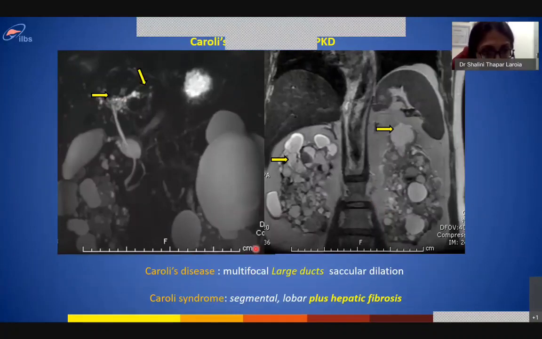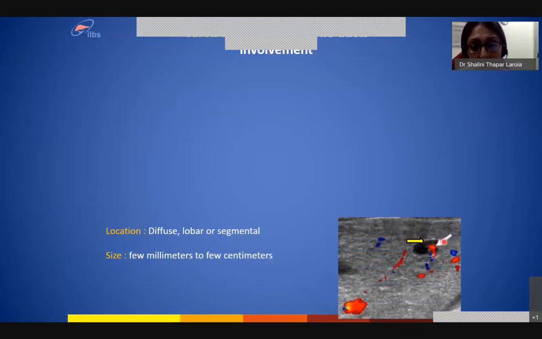What you need to understand is the difference between Caroli's disease and Caroli syndrome, where there is only segmental or lobar involvement of bile ducts, and you also have underlying hepatic fibrosis. Whereas in this liver, for now, there is no hepatic fibrosis, and that is also seen only on biopsy. What you typically see on ultrasound are these small cystic areas, which are nothing but these ectatic ducts, because this is a ductal plate malformation.